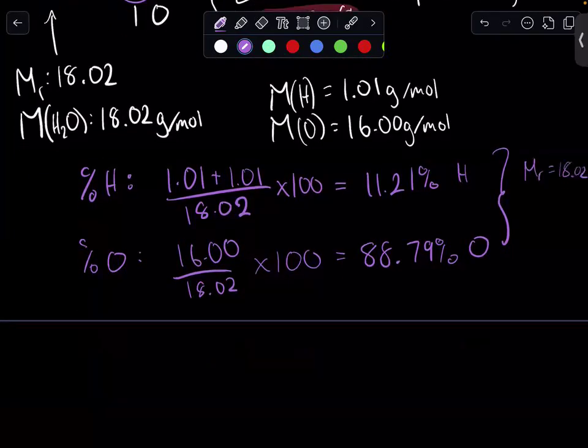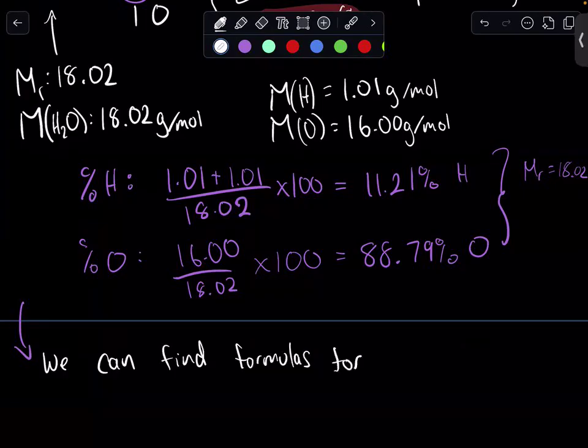Furthermore, with this, we can work backwards to determine chemical formulas given these ideas. So we can find formulas for compounds given mass information.